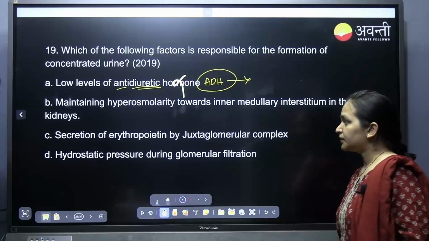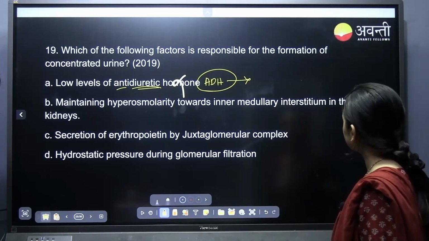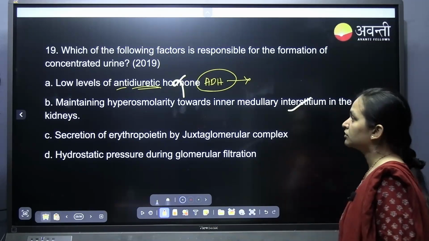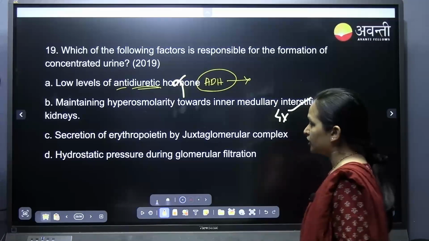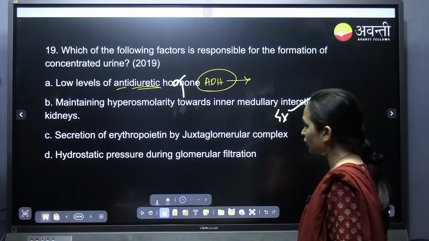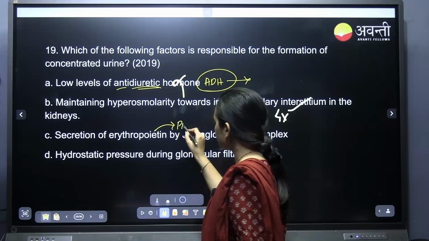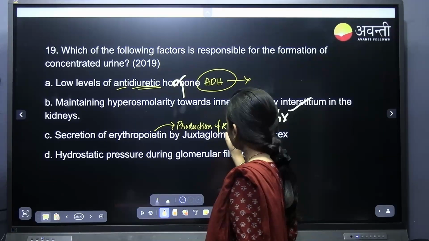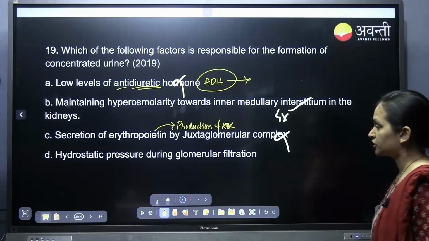Maintaining hyperosmolarity towards the inner medullary interstitium in the kidneys. Yes, true, for concentration of urine, yes, because it gives 4x concentration, right? The secretion of erythropoietin by the juxtaglomerular complex. What does erythropoietin do? Production of RBC. Why is production of RBC coming into the picture here for concentrated urine?